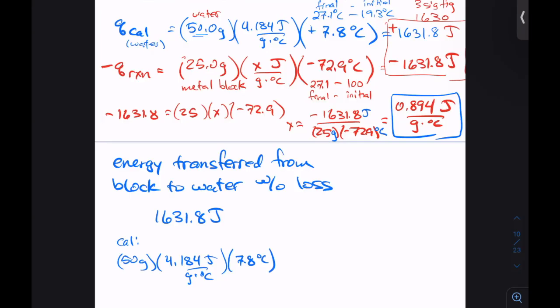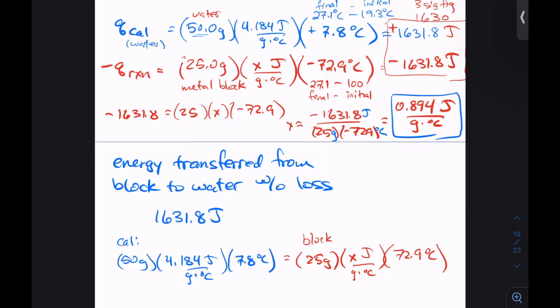And we're going to set that equal to whatever is happening in the block. The block was 25 grams and some X specific heat capacity, X joules per gram degrees Celsius. And its change in temperature was 72.9. Now notice I'm leaving the sign off because now I'm just saying, I know that the amount of energy is the same. So I don't care about the sign convention anymore. I just want to solve for X.